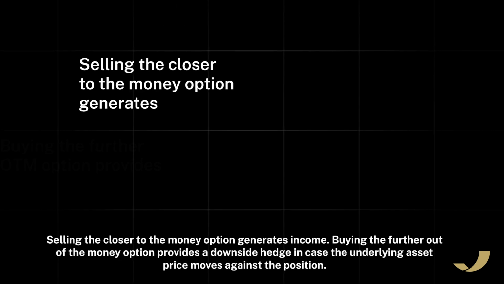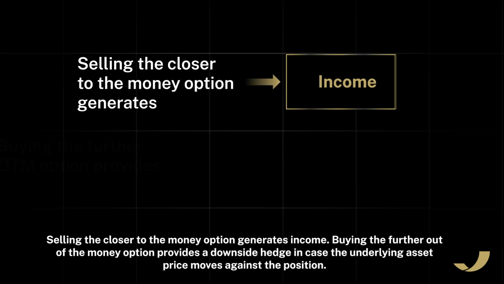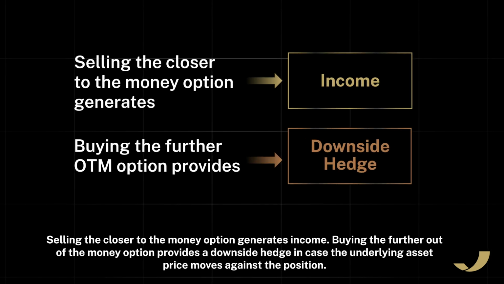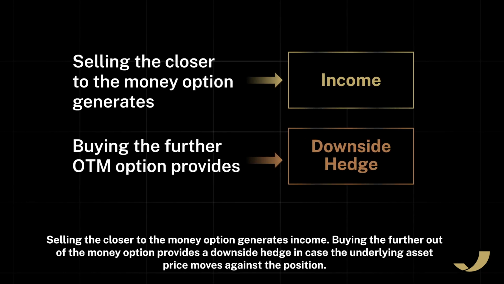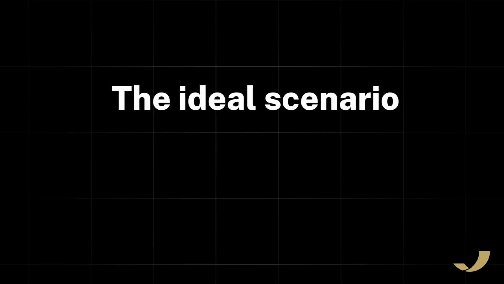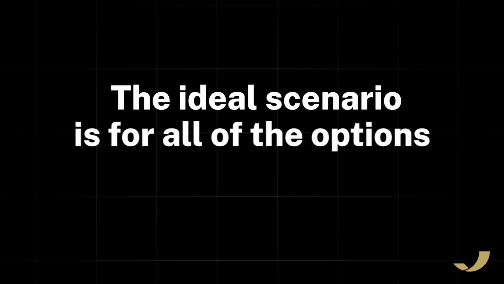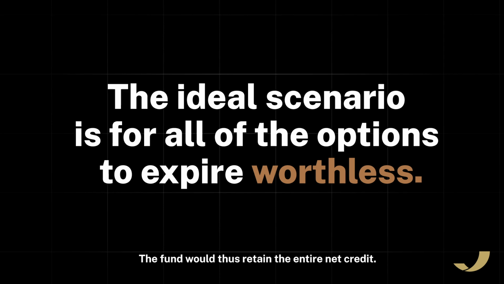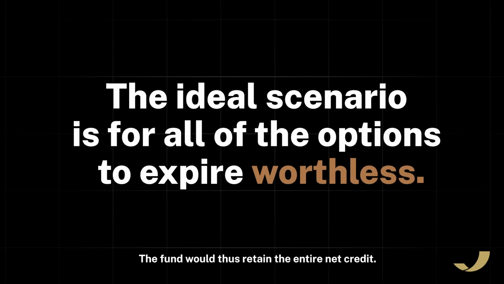Selling the closer-to-the-money option generates income. Buying the further out-of-the-money option provides a downside hedge in case the underlying asset price moves against the position. The ideal scenario is for all of the options to expire worthless. The fund would thus retain the entire net credit.